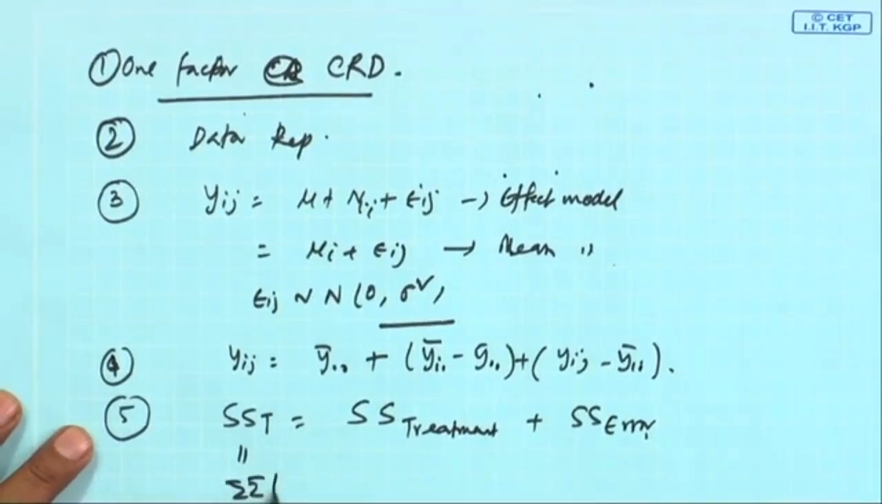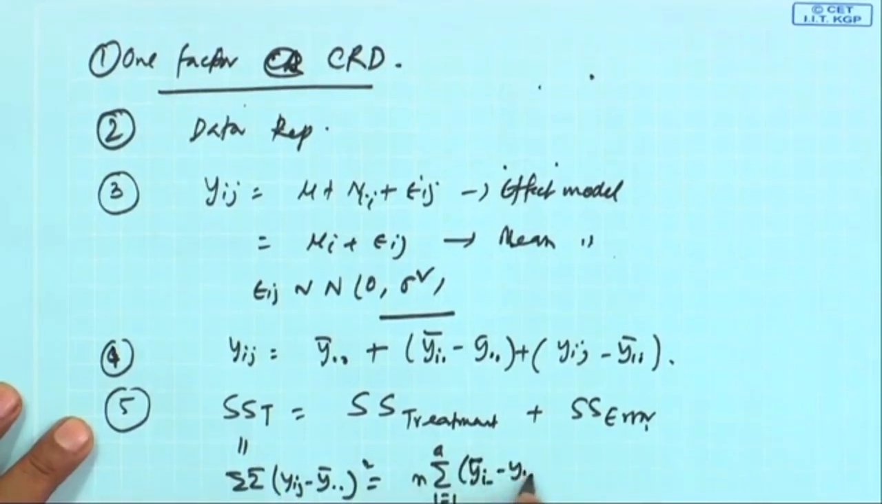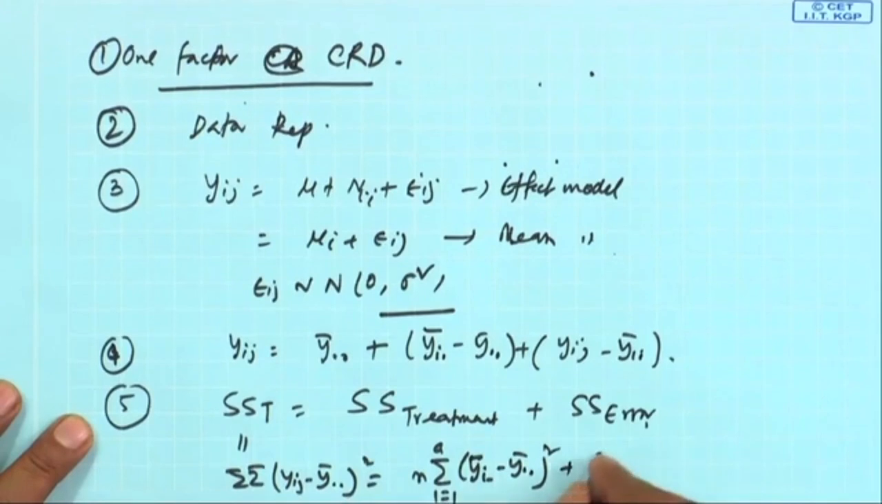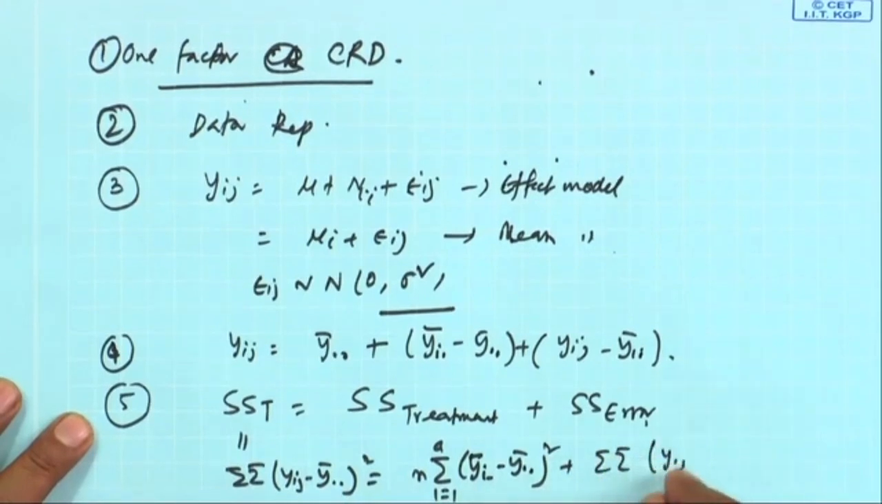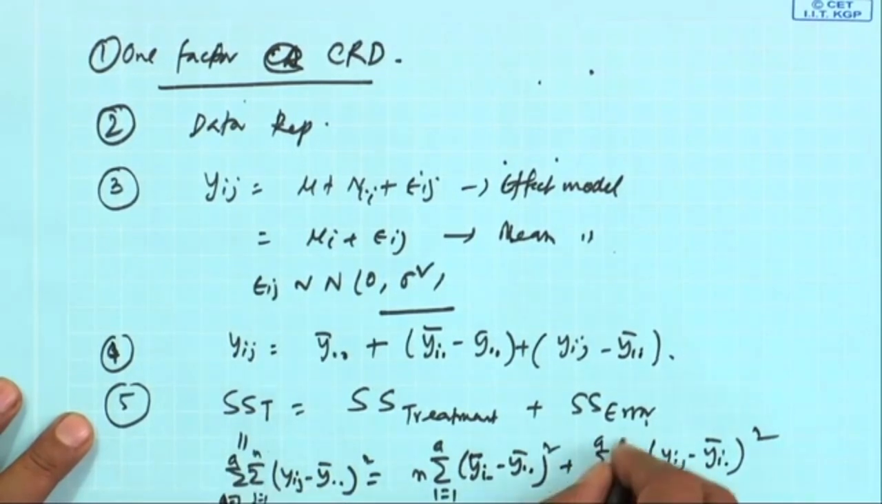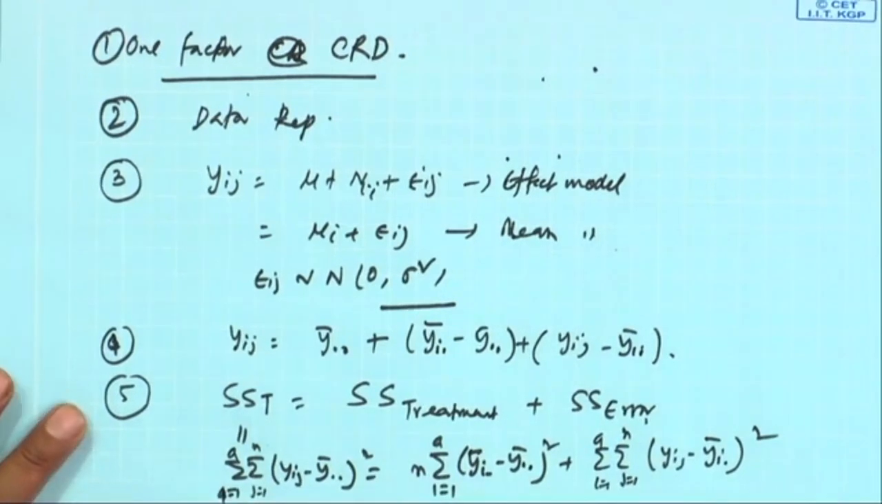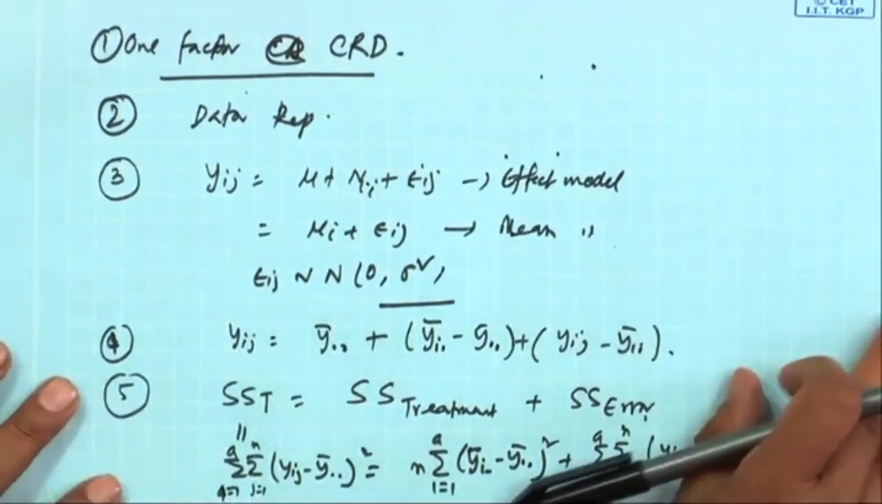This equals the double sum of (yij minus y dot dot bar) squared, equal to n times the sum over i equal to 1 to a of (yi dot bar minus y double dot bar) squared, plus the double sum of (yij minus yi dot bar) squared. And here it is i equal to 1 to a, j equal to 1 to n. Okay.